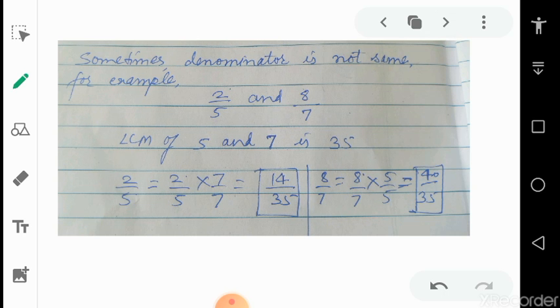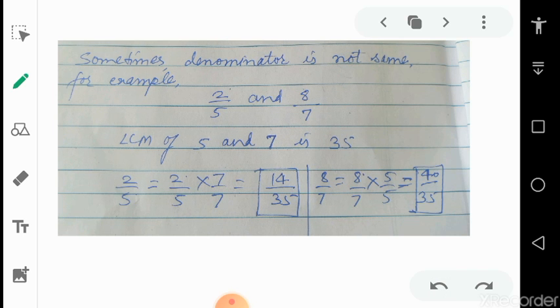Now sometimes the denominator is not the same. For example, if it is not the same, then what will we do? We are doing some calculations here, and it is important because after converting them into like fractions, it will be easier. As you can see, 2 upon 5 and 8 upon 7 are given. We want to convert them into like fractions. So consider the denominators, 5 and 7. Look very carefully. The LCM of both these is 35.